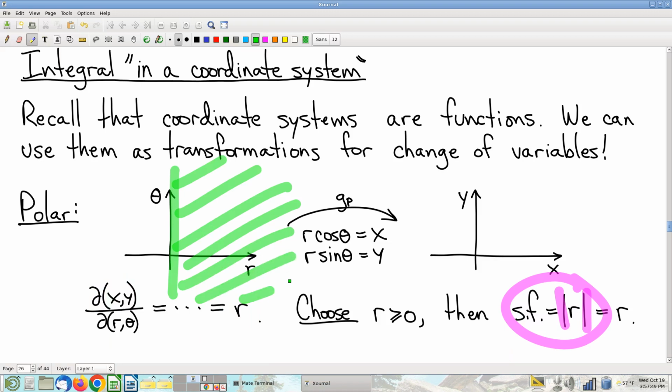Only choose positive values of R. And if you do that, now you're taking the absolute value of something that is never negative, in which case that absolute value is just the value itself. So that's the deal.